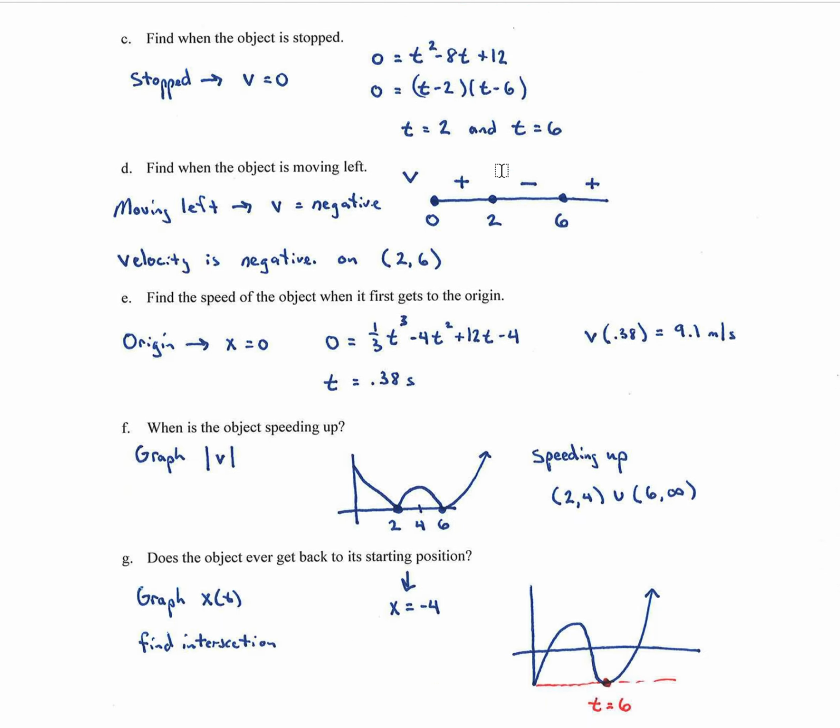When is the object stopped? The object is stopped when the velocity is equal to 0. I set the velocity equal to 0. In this case, the numbers were easy enough to factor, and so I just factored it. I'm also going to use the same information for the next question.